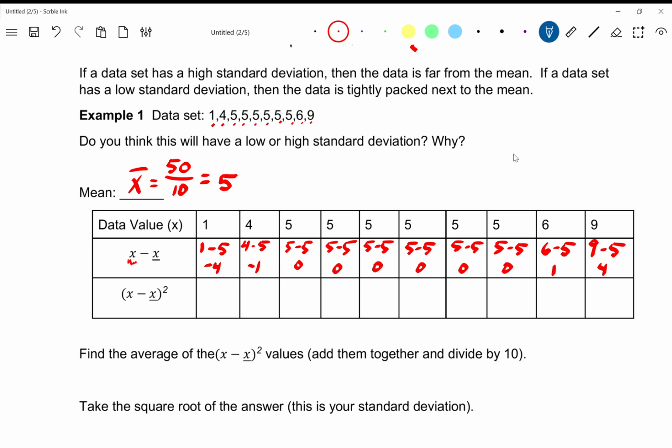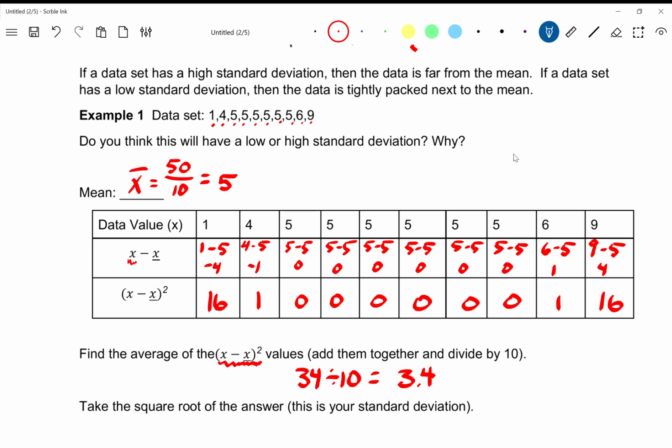And then this line below says x minus x bar squared. So we are going to take the answer from above and square it. So 16, 1, 0, 0, 0, 0, 0, 1, 16. And we want to find the average of all of these values. So we're going to add up the bottom row and divide by 10. So if we add those up, we get 32, 33, 34. And we need to divide by 10 because there are 10 numbers. So we had 3.4. This is technically going to be called the variance.